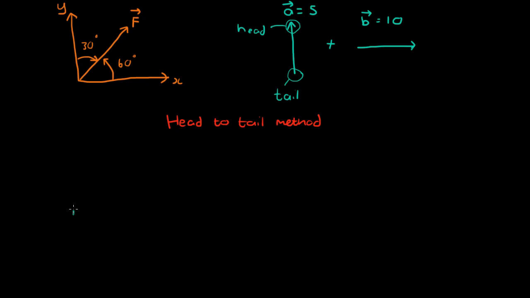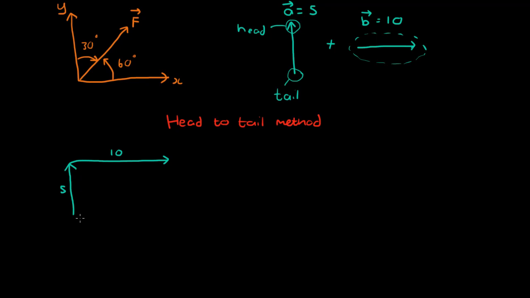So we have that A, which is 5. Okay, going straight up. And then we take that B. We take this guy here. And we put its tail on A's head. Like that. Alright, so we just set them up like that. And then what we say is, well, we know this is 5. We know this is 10.